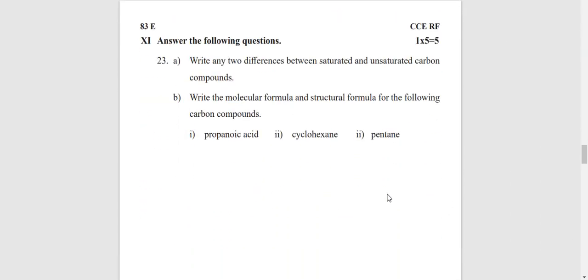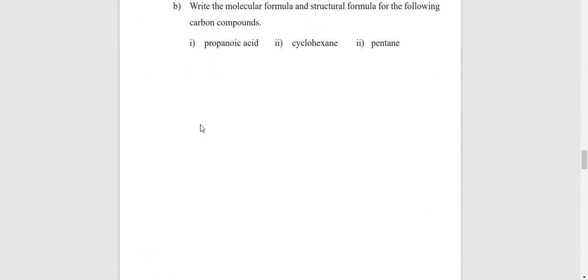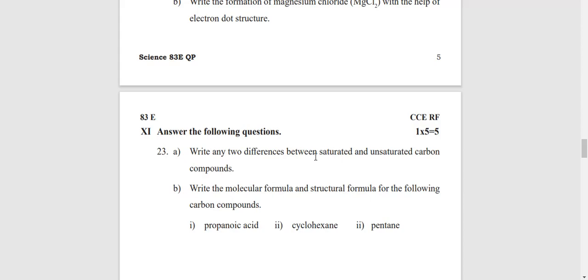Now let's come to the next question from the chemistry section. Write any two differences between saturated and unsaturated carbon compounds. In this, only one question is of 5 marks, and we have to write the differences between saturated and unsaturated. Saturated means compounds containing single bonds. Unsaturated means compounds containing double bonds. So we will write the differences according to that.